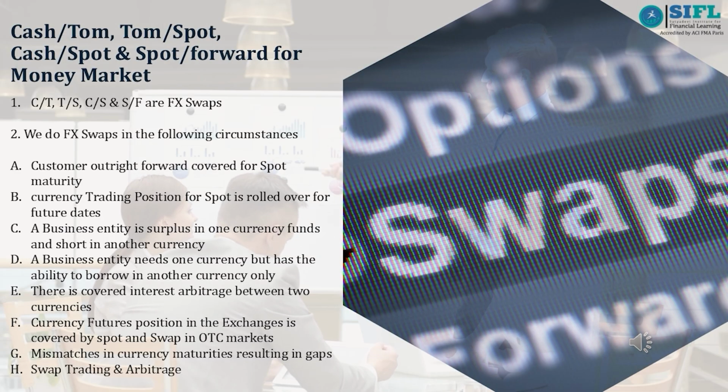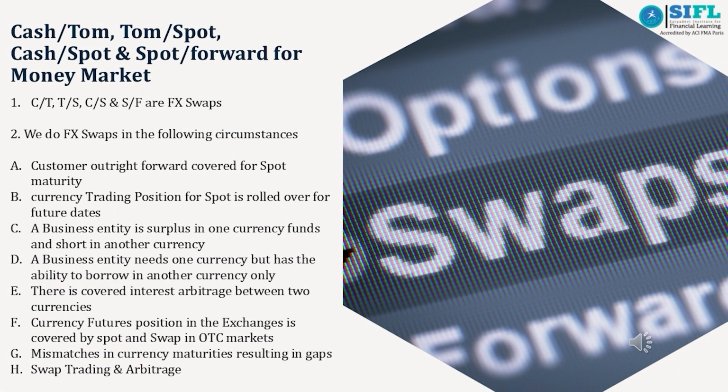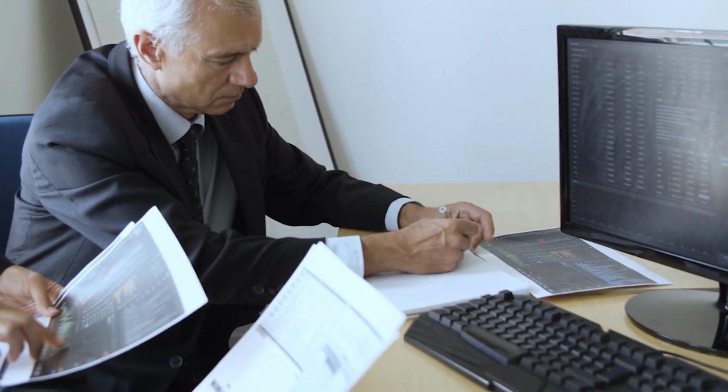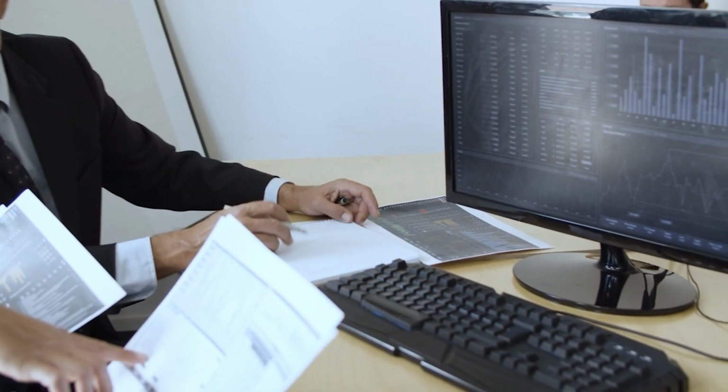For example, cash term, or CT: one leg settles today, the other settles tomorrow. Term spot, or TS: one leg settles tomorrow, the other on the spot date, which is 2 business days from trade date. Cash spot, or CS: one leg settles today, the other on the spot date. Spot forward, or SF: one leg settles on the standard spot date, and the other at some forward date. So, in short, all of these are FX swaps, just with different settlement combinations.